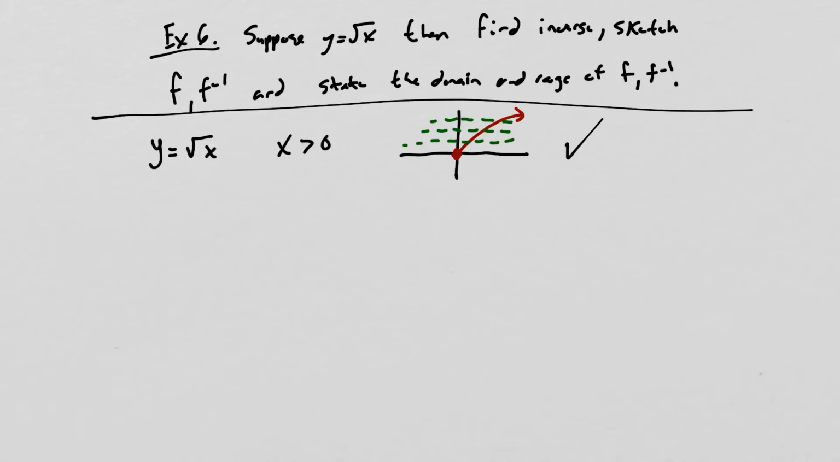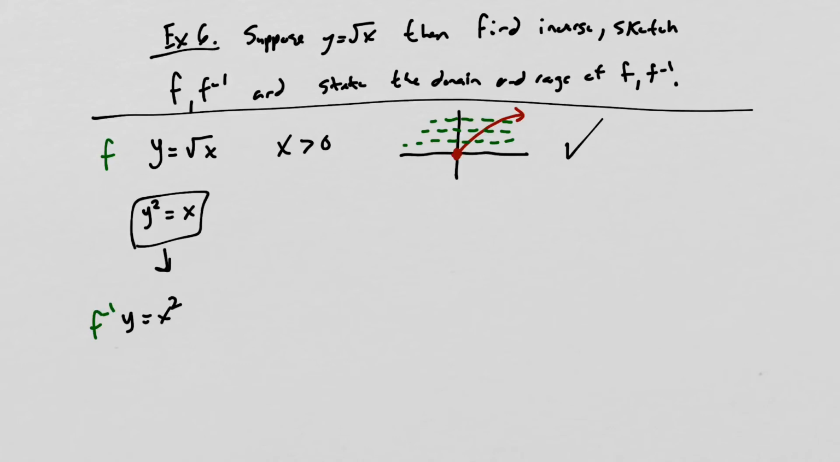Squaring both sides of this equation, we get y squared is equal to x, which means the inverse of this function is going to be y is equal to x squared. Let me go ahead and label this as f, and we'll label this one as f inverse.